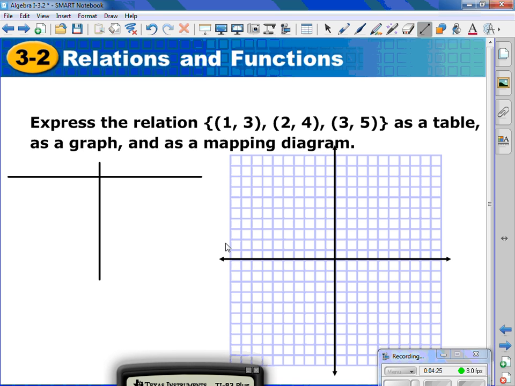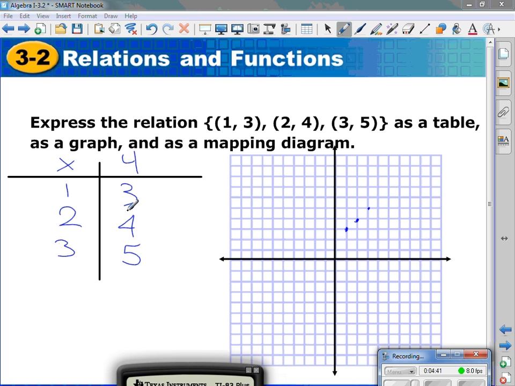Try this one. Do all 3. I have (1, 3), (2, 4), and (3, 5). Make the T-chart or table, graph it, and then do the mapping diagram. Now for the points. What they did is they put in all the X values are 1, 2, 3. Remember the points are always X, comma, Y. The Y values are 3, 4, 5. So I go to the right 1, up 3. To the right 2, up 4. To the right 3, up 5. There's the graph.